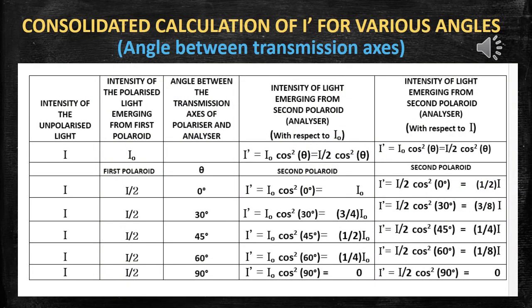So far we have calculated the expression for the intensity of the light which emerges out from the second Polaroid. Here all the values of I dash are summarized and consolidated in this tabular column.